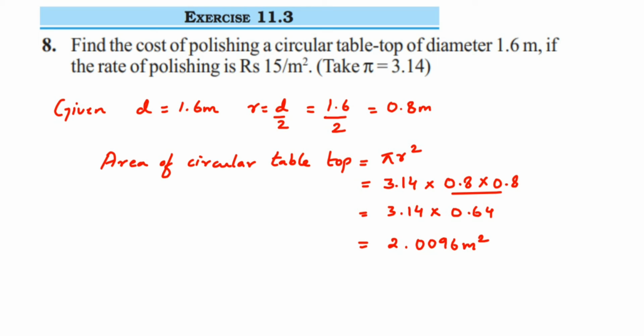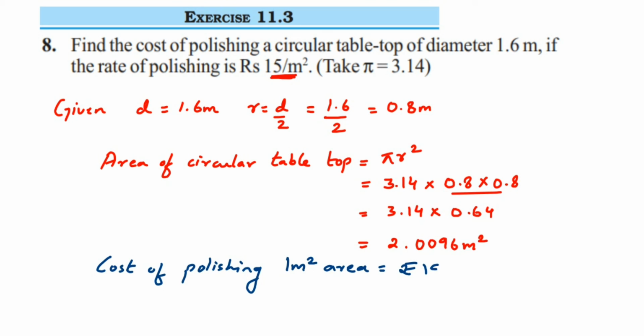Now second, they're asking us to find out the cost. How to find out the cost here? Since they're taking per meter square, it is 15 rupees. So for 2.0096 meter square, how much will it be? That is what we have to find out. So cost of polishing 1 meter square area is equal to rupees 15. Yes, we have to find out the cost of polishing 2.0096.